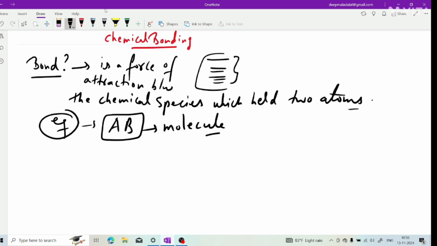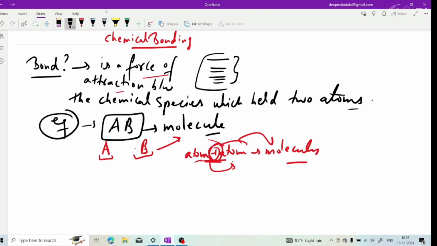Suppose AB is a molecule, and how is the AB molecule formed by the two atoms? One atom is A and another atom is B. There is a force of attraction between the species A and B, which holds both the atoms together and makes a molecule. As we study in chemical bonding, atom plus atom gives us a molecule.